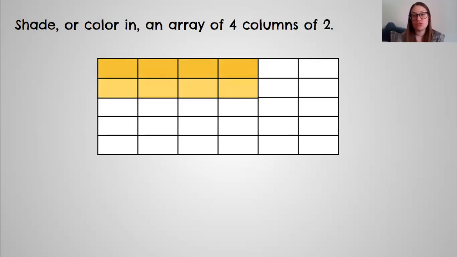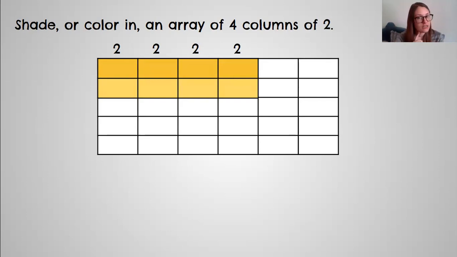And again, I've chosen 2 colors just to show you the different rows or columns. Okay? So if we're looking at columns, they go up and down. There's a column of 2. There's a second column of 2. A third column of 2. And a fourth column of 2. Okay, so we've got our 4 columns with 2 tiles in each column.